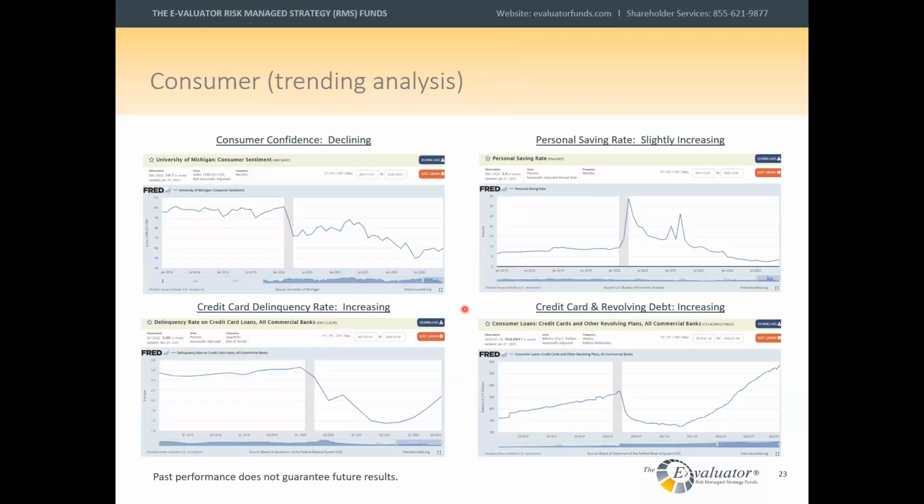Now let's look at the consumer. How good is the consumer? Because the consumer is 65% of our economy.